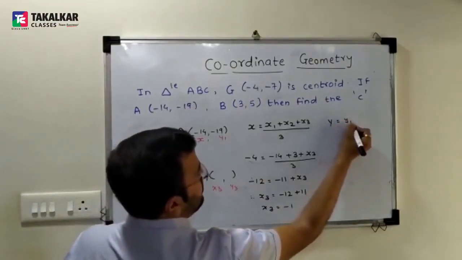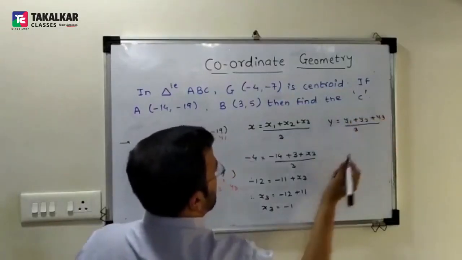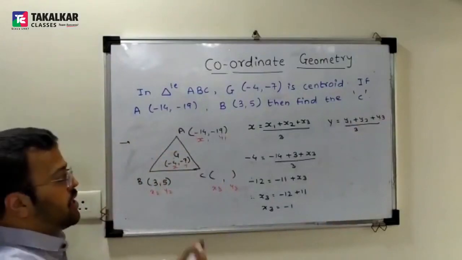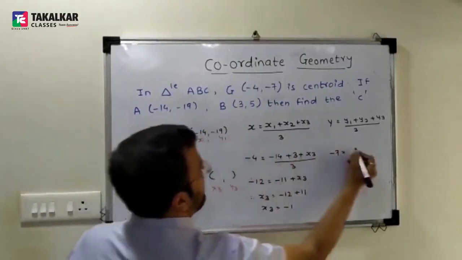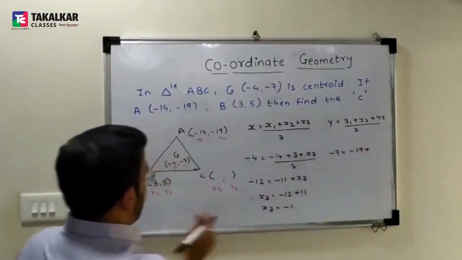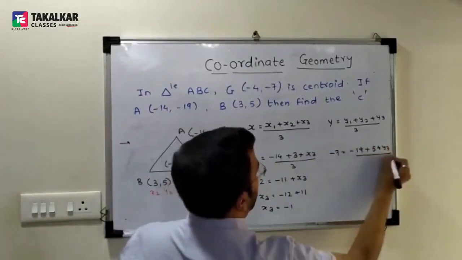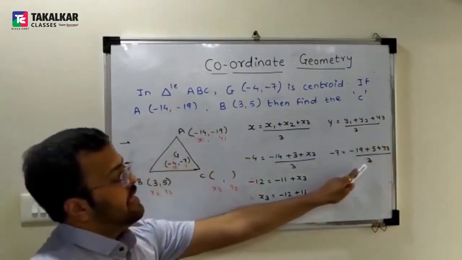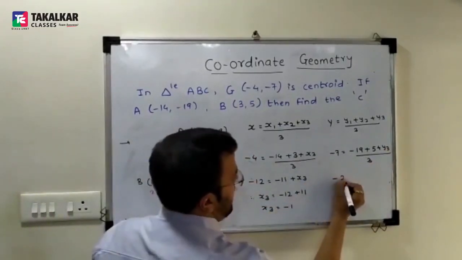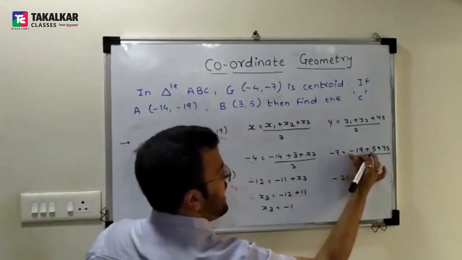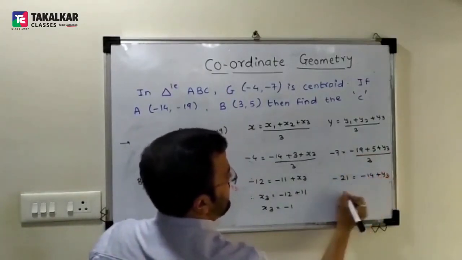y is equal to (y1 + y2 + y3) upon 3. Now substitute all known values. What is y? Minus 7. What is the value of y1? Minus 19. What is the value of y2? 5, plus y3 upon 3. Now again, this 3 will come here. So minus 7 into 3 will give you minus 21. Minus 19 plus 5 will give you minus 14 plus y3.